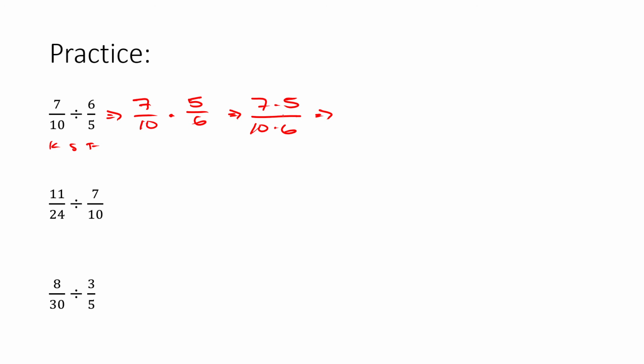So let's try option 3. 7 times 5 is, 5 and 10, you can divide those two numbers with 5. 5 divided by 5 is 1, and 10 divided by 5 is 2. And that's it. You cannot divide 7 and 2 or 7 and 6. And once again, you cannot divide 2 and 6 because they're both on the bottom. So you simply have to multiply across. 7 times 1 is 7, and 2 times 6 is 12. So your final answer is 7 over 12.